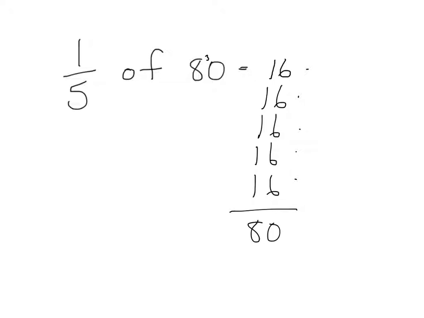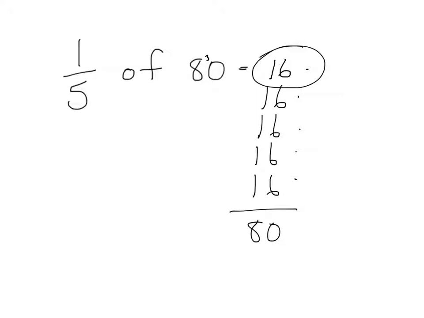So we've now split 80 up into 5 equal parts. And now we need to take one of those parts. And that is our answer. So it's 16. So a fifth of 80 is 16.